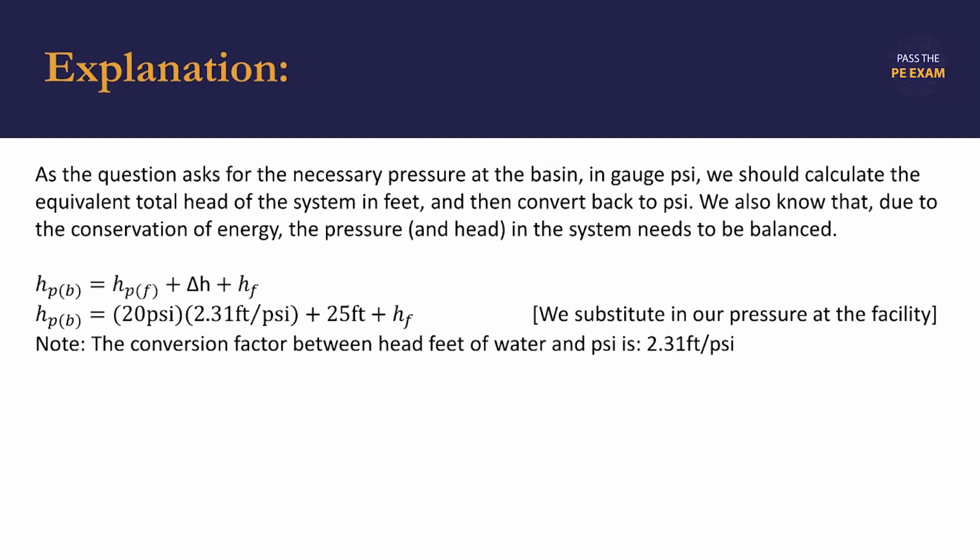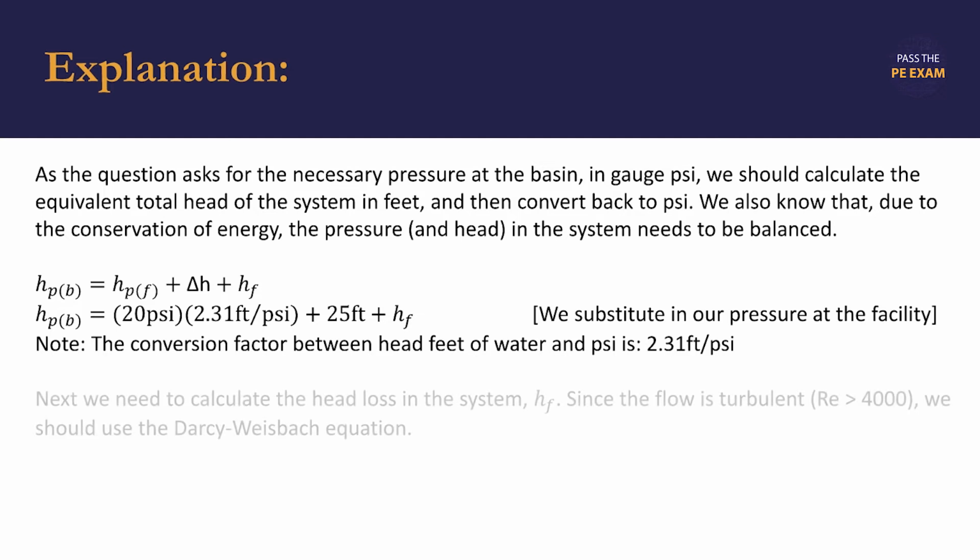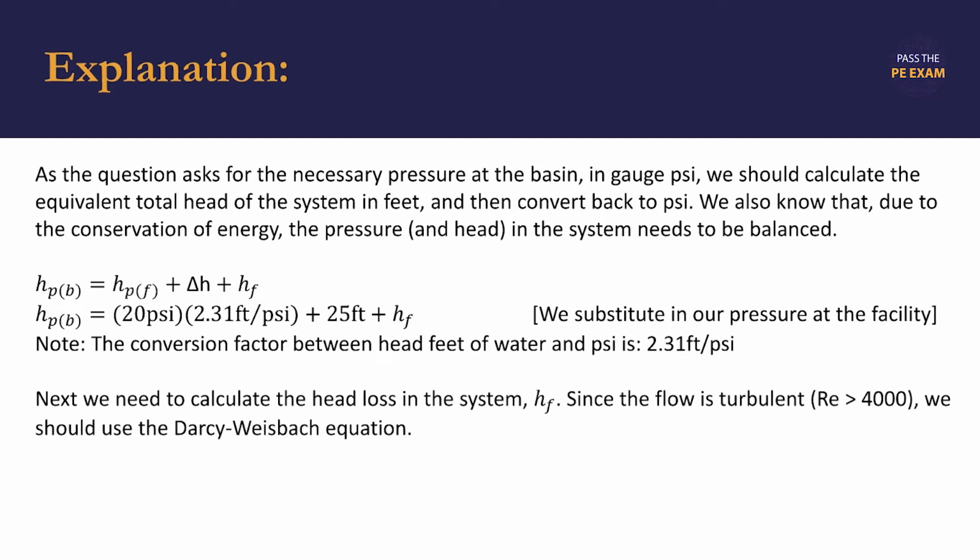There are a number of equations that we could use to find the friction head loss. We are given some constraints in this problem, though. We're told that the flow is turbulent and fully developed by the Reynolds number, since it's greater than 4,000. Since we're talking about fully developed turbulent flow, we should use the Darcy-Weisbach equation to calculate the friction head loss. Note that in this type of problem, especially since we're dealing with water, we can assume that it is steady state and incompressible.